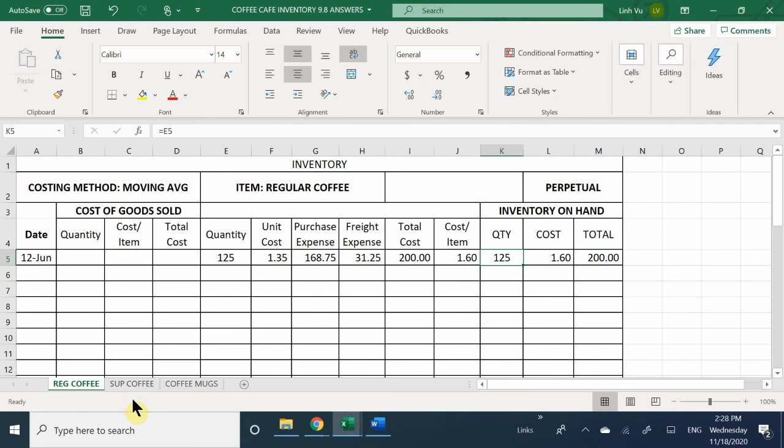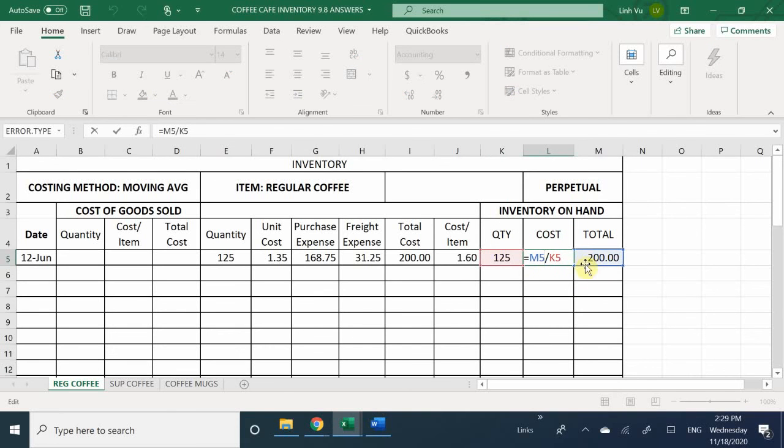Hold on a minute, I messed that up again. No worries. Give me one second. I'm sorry, will you do the formula with me one more time? For which one? For the on hand. On hand, it's just the total, so 200, the total column, divided by the quantity.